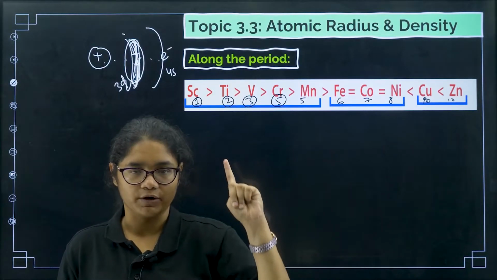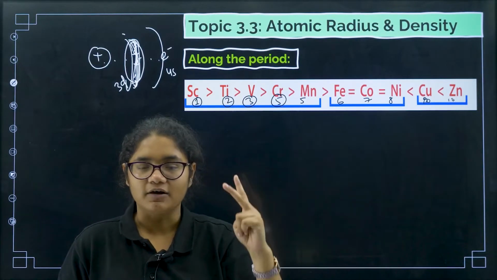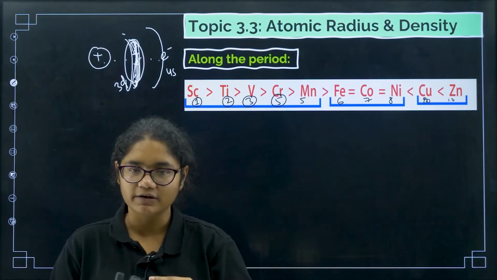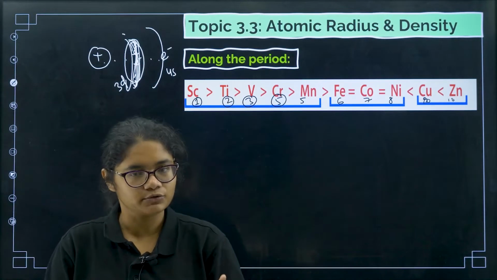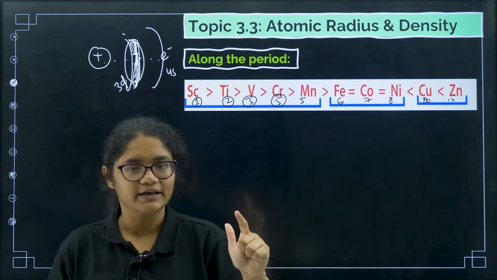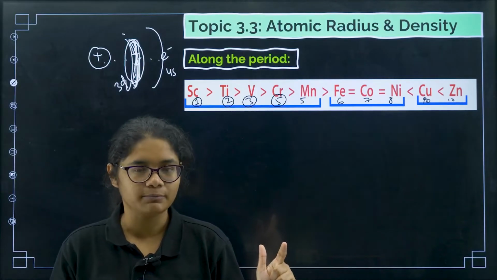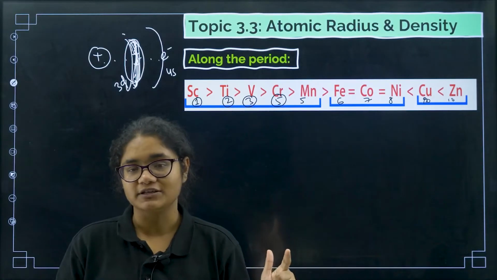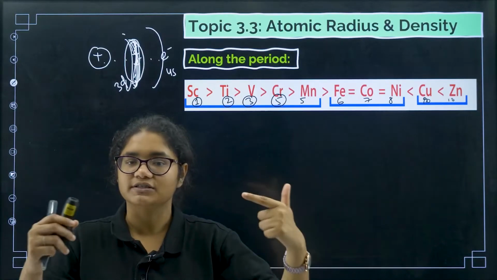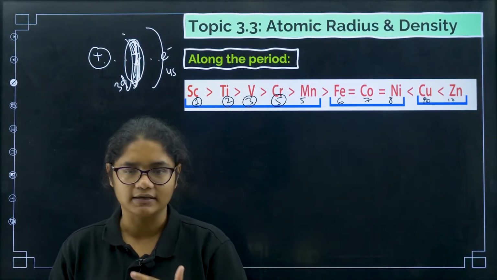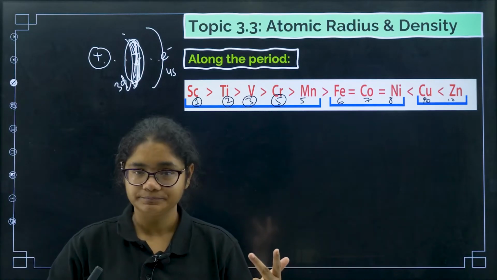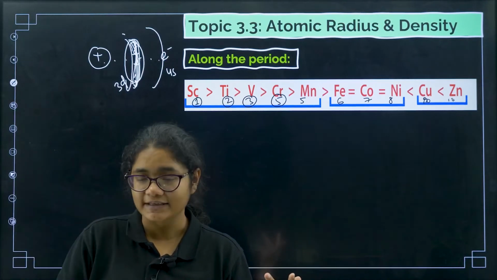Remember, first point, there are 2 factors which affect the size: screening effect and effective nuclear charge. Screening effect tries to increase size, nuclear charge tries to decrease it. First point clear. Second point, initially there are fewer d electrons, so screening effect is not that dominant. Effective nuclear charge is dominant, so as the number of protons increases, effective nuclear charge increases, and size keeps on decreasing.